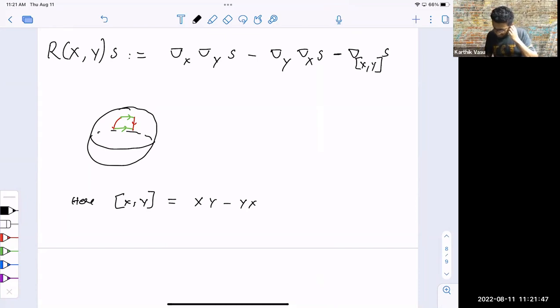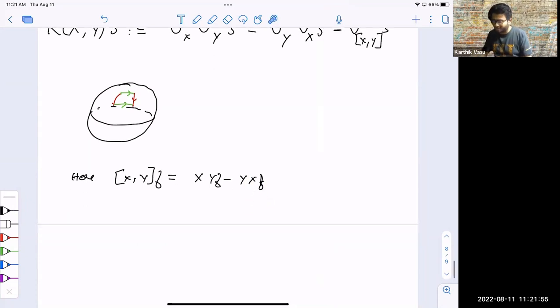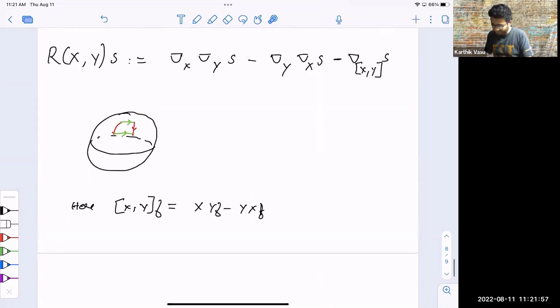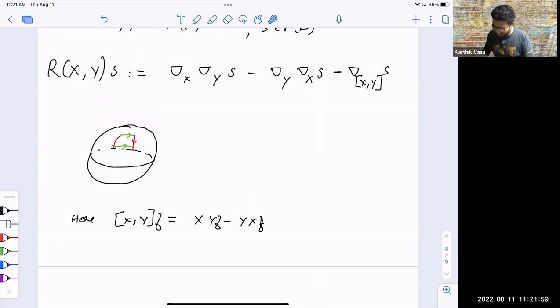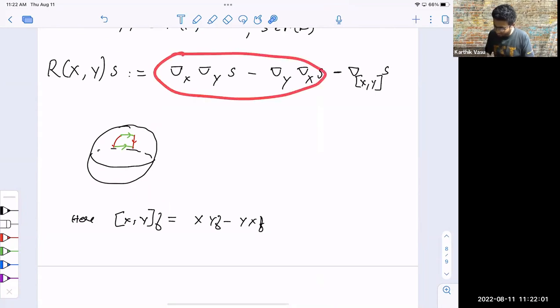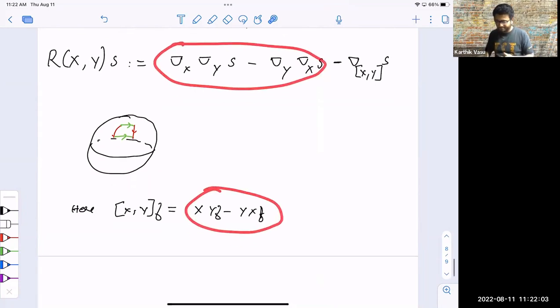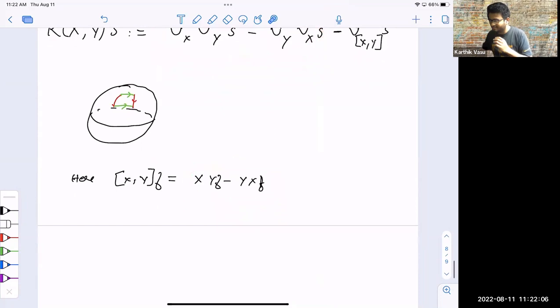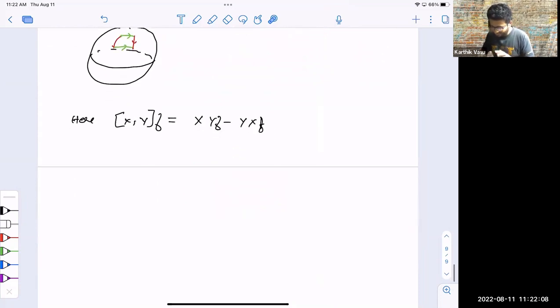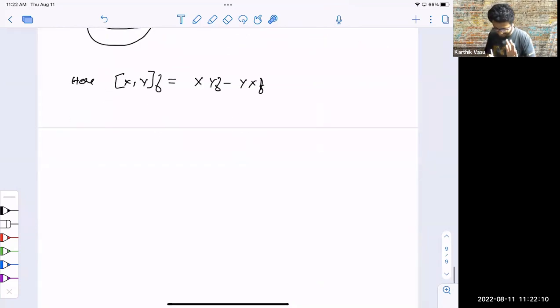Okay, so this applied on a function will just be like this. Xf is another function, and you can differentiate that function again with respect to a new vector field. So this makes sense. And you're basically saying how far is this commutator versus this commutator. That is what curvature is measuring. Yeah, I don't really have a good picture of this. Even I don't know how to intuitively think about it. So this is all I can say.